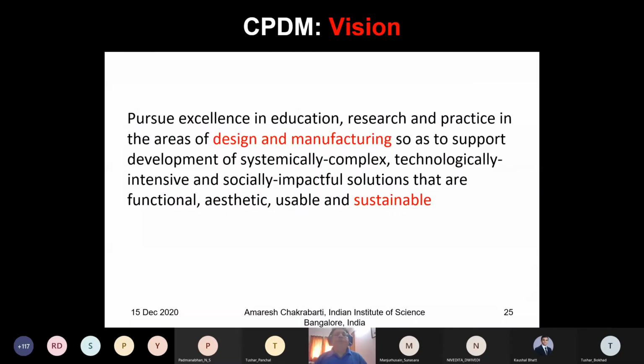So what do we want to do? We want to, of course, pursue excellence in all areas of design and manufacturing, so that we can help people develop systemically complex, technologically intensive, and socially impactful solutions. And doing that by bringing together the functionality, the aesthetics, the usability, and the sustainability. Okay, so this is an important message for all of us, that when we are developing a solution, it is not just that it should work.